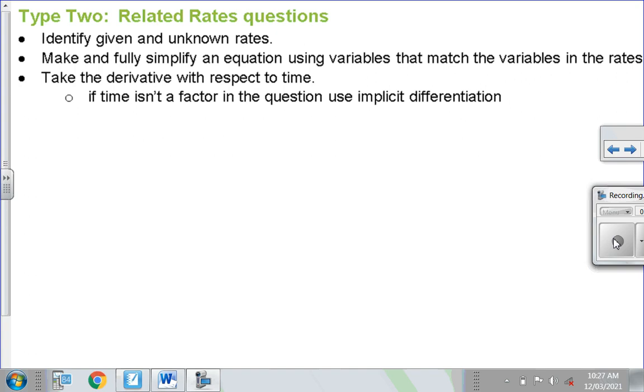Hello, Matthews Gatos here. Welcome back to part 2 of trig derivatives. In this video, we're going to look at the second type of question, which is related rate questions.